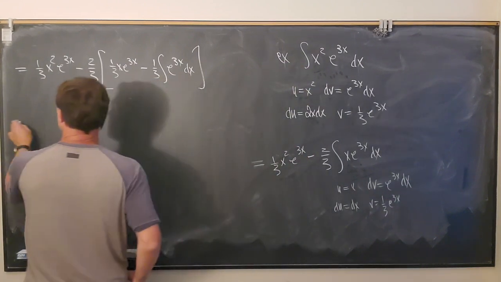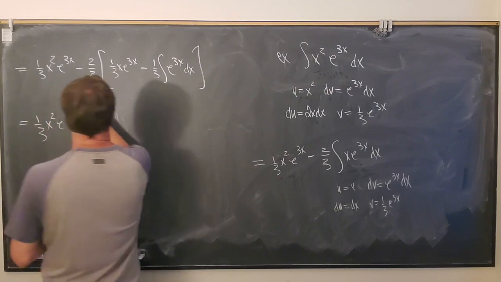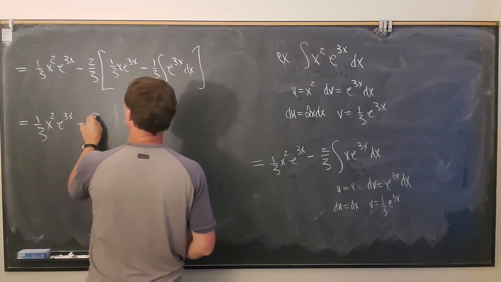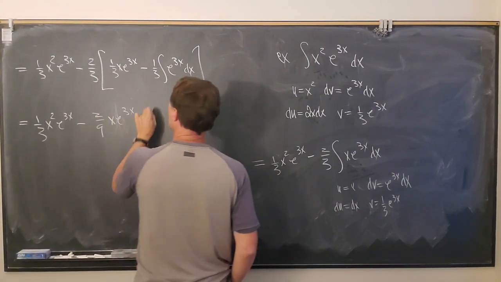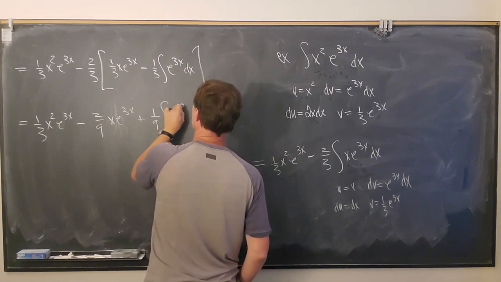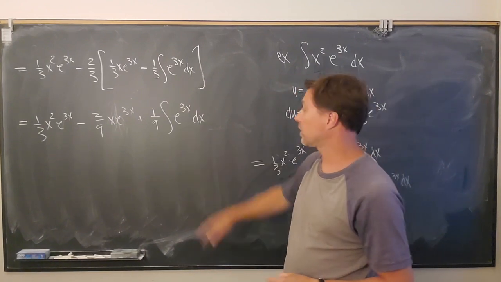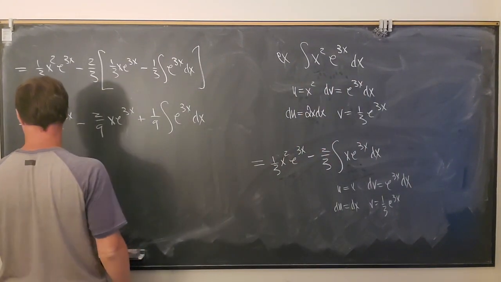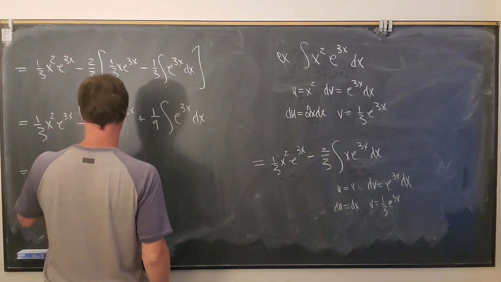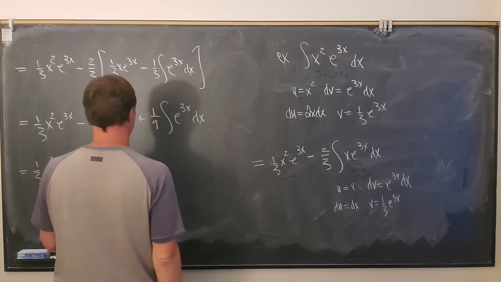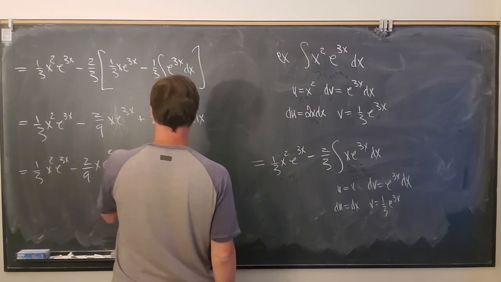And now I can just compute this, so this will be 1/3 x squared e to the 3x. Minus, so I'm going to distribute now, this is minus 2/9 x e to the 3x. And then it'll be plus 1/9 integral e to the 3x dx. So one more step. Now I've got an integral that I can actually compute. So this will be 1/3 x squared e to the 3x minus 2/9 x e to the 3x plus 1/27 e to the 3x plus c.